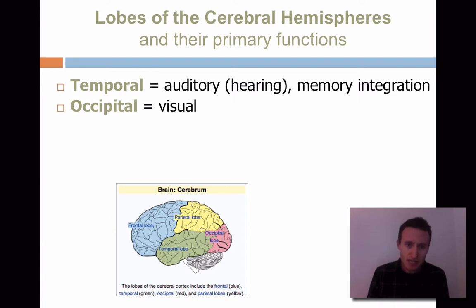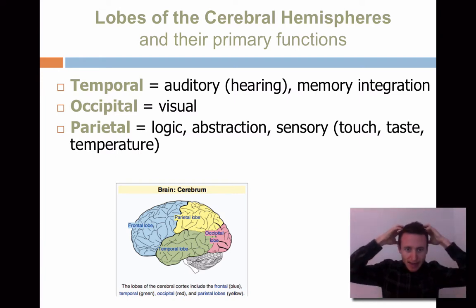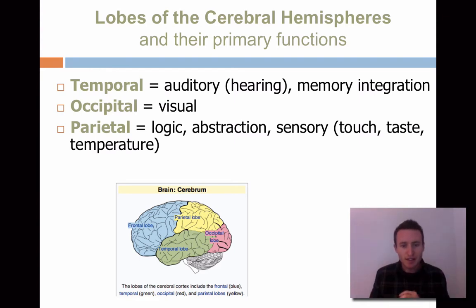And what's kind of interesting here is that the eyes are in the front of our head, yet the part of our brain that is responsible for visual processing is in the back of our head, and that's the occipital lobe. Third, we have the parietal lobe. The parietal lobe is labeled in yellow on the slide, and it's in the back sides of our head. Think of this as responsible for logic and abstraction, but also other sensory information, so touch, taste, and temperature.